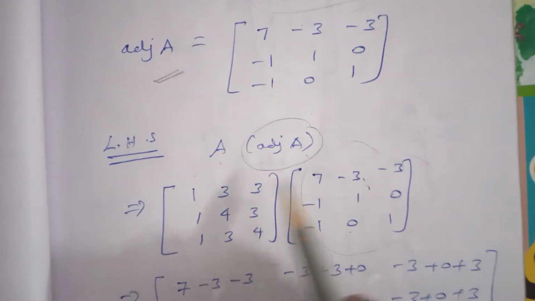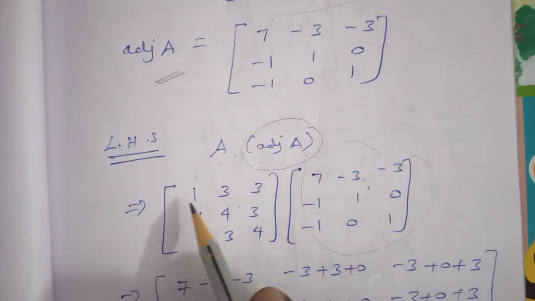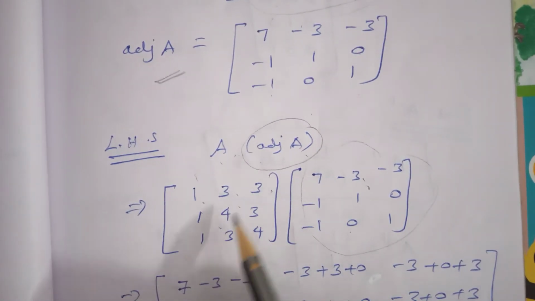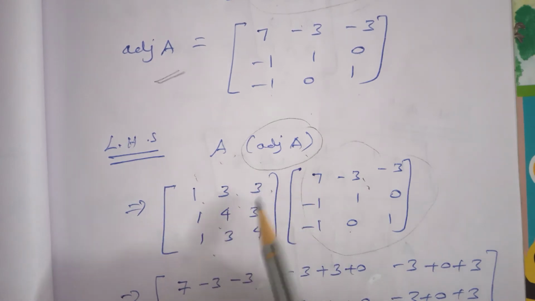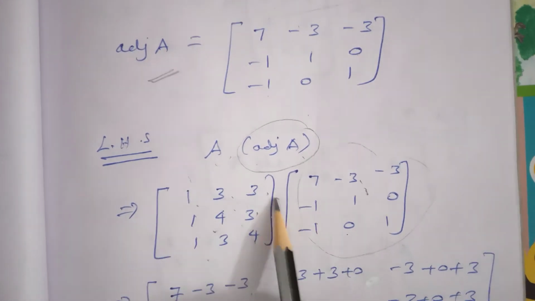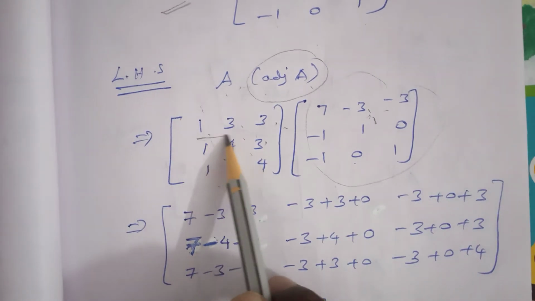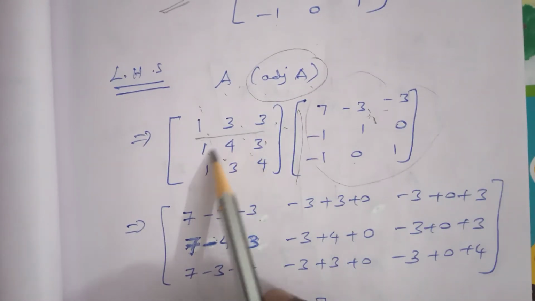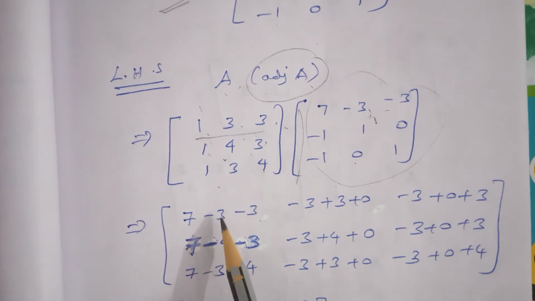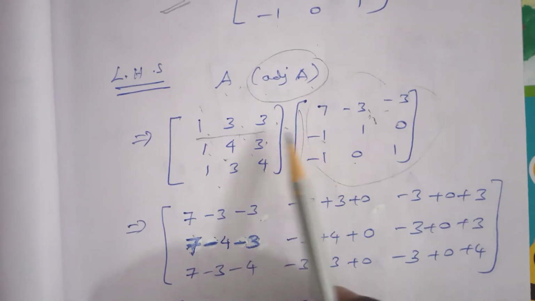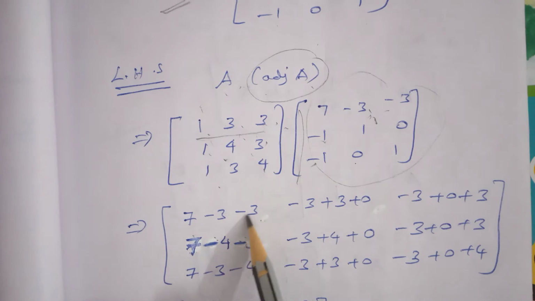This matrix is multiplied by the given matrix A. The given matrix is 1 3 3, 1 4 3, 1 3 4. So we multiply these two matrices. In the matrix multiplication, the first row is multiplied by the first column. So 1 into 7 is 7, minus 1 into 3 is minus 3, minus 1 into 3 is minus 3.